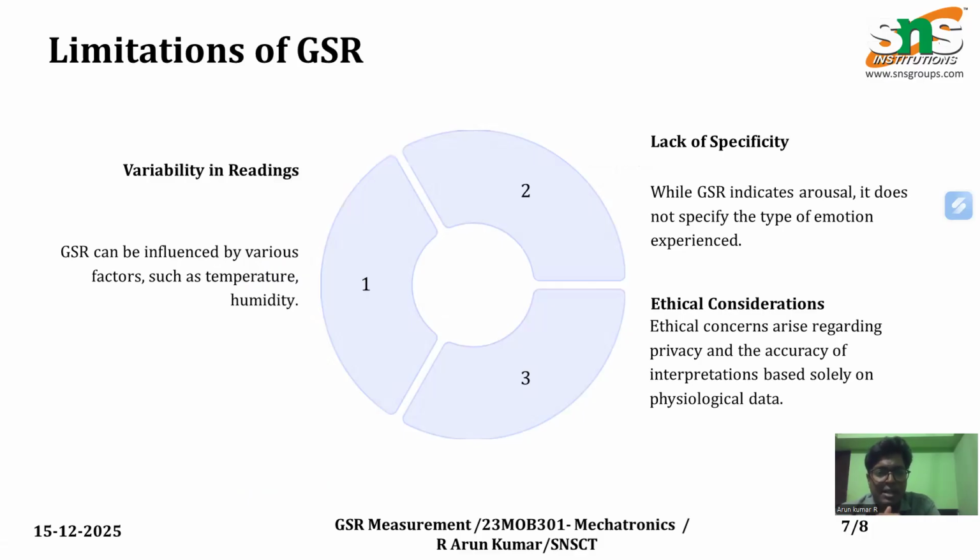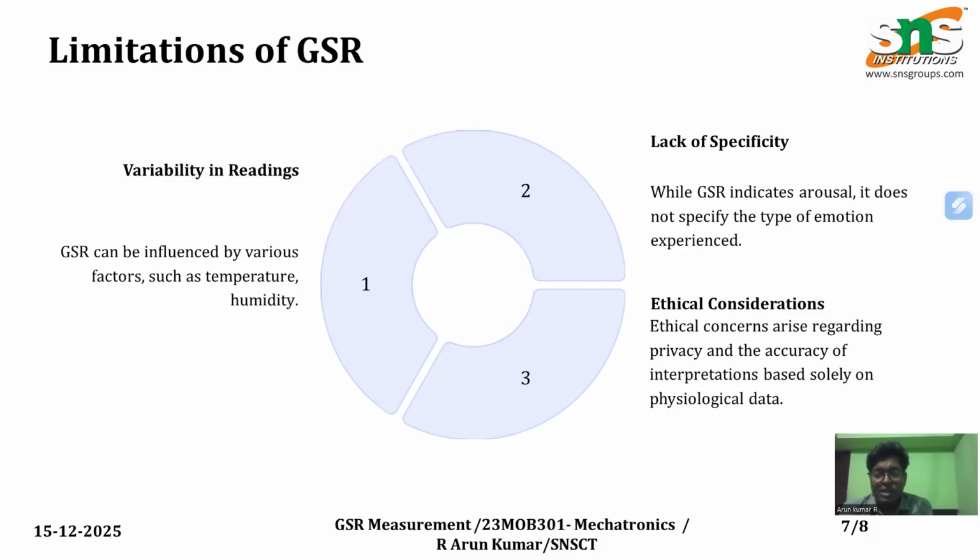Variability in readings in GSR can be influenced by various factors such as temperature and humidity. Lack of specificity means that while GSR indicates arousal, it does not indicate the specific type of emotion experienced. Ethical concerns arise regarding privacy and the accuracy of interpretation based solely on physiological data. So these are the three limitations of GSR.